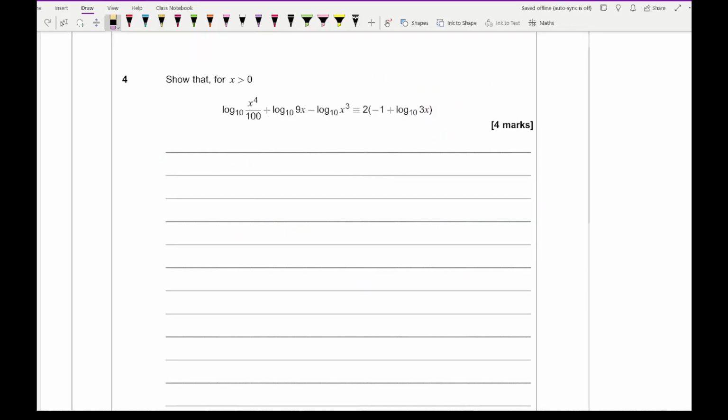So then moving on to question 4, it says show that for when x is greater than 0, that log 10 of x to the power of 4 over 100 plus log 10 of 9x minus log 10 of x cubed is identical to 2 lots of minus 1 plus 10 log 10 3x. Now for this, what you want to do is take one side. So I'm going to take the left hand side, and the left hand side looks like log 10 of x to the power of 4 over 100 plus log 10 of 9x minus log 10 of x cubed. Now with this, we notice that the bases are the same.